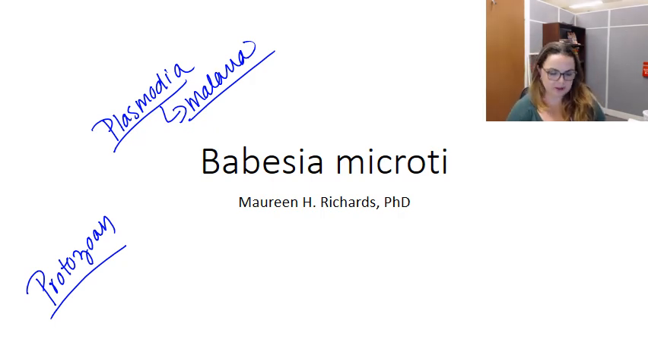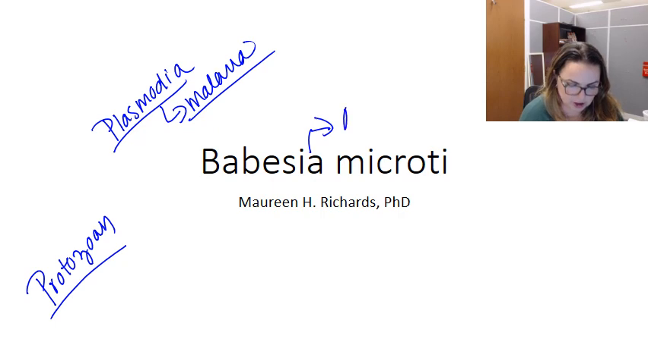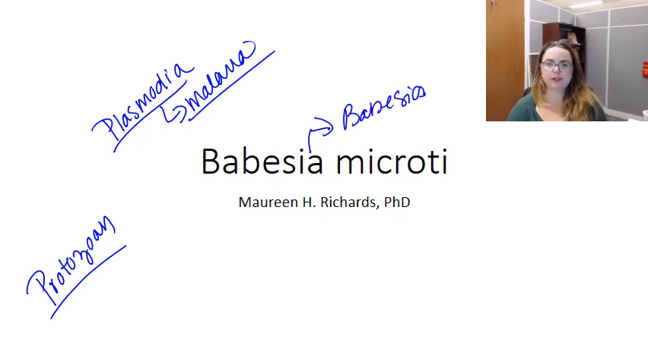Babesiosis, which is basically the condition that is caused by Babesia, is a zoonosis, and it infects a variety of animals, such as deer, cattle, and rodents. We are actually accidental hosts of this one. We're not supposed to be in this life cycle, and consequently, we feel the effects of that.